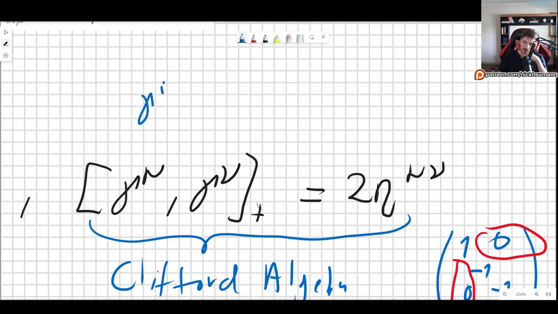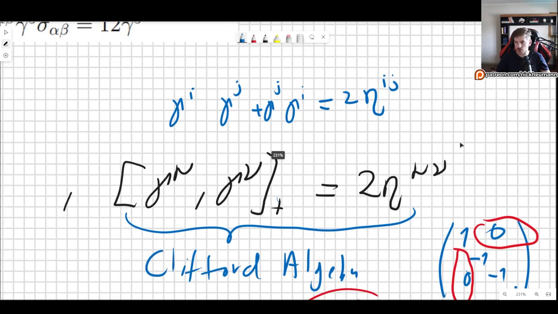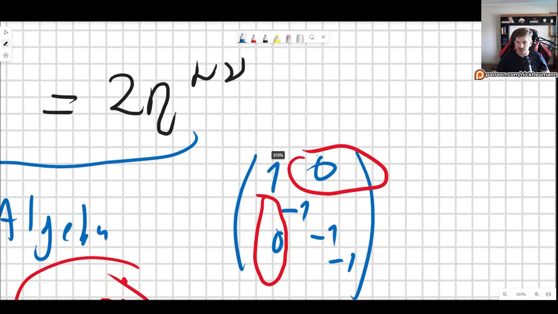So if we have gamma I and gamma j, and we want to know whether or not they anti-commute, we just plug them in. So gamma I times gamma j plus gamma j times gamma I is equal to 2 eta ij. Now notice that I and j are not the same because we are looking at the case 1, 2, 3. They are not the same, otherwise the Levi-Civita symbol would be 0, so we are not looking at that case. Now all the eta ij's are 0.